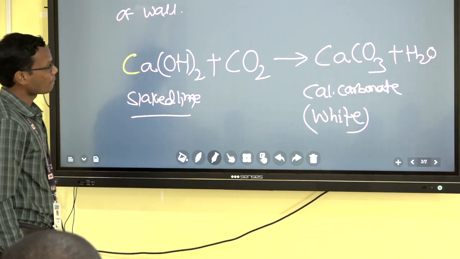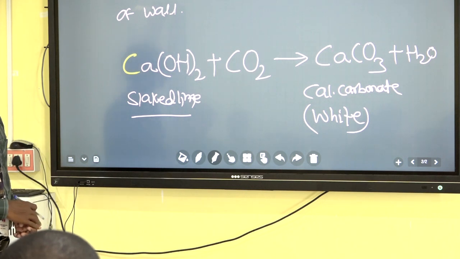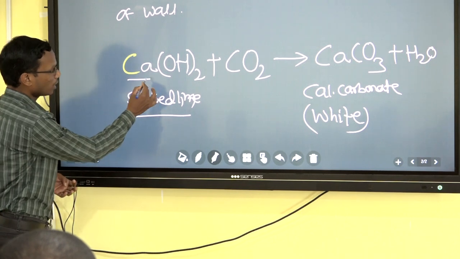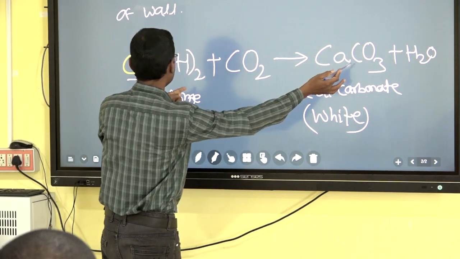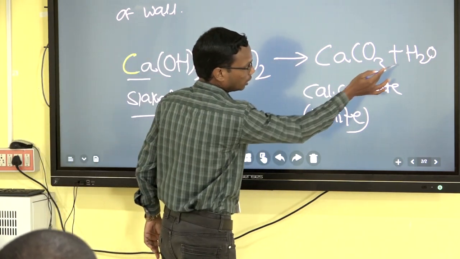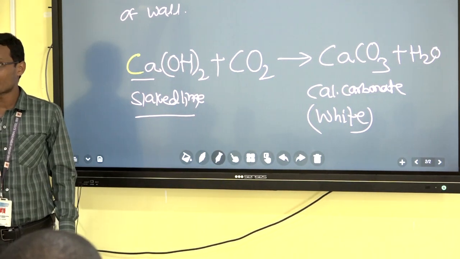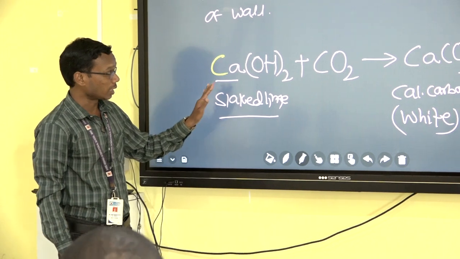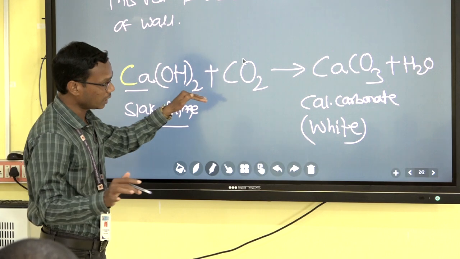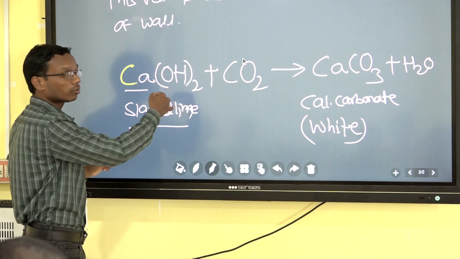Now balance the reaction. It is already balanced. Yes or no? Ca 1, Ca 1, C 1, C 1, O 2 and 2, 4, O3, 1, 4, hydrogen 2, hydrogen 2, already balanced. Okay, fine. Now listen carefully. This is not a combination reaction. I explained just what happens after slaked lime is used in whitewash.